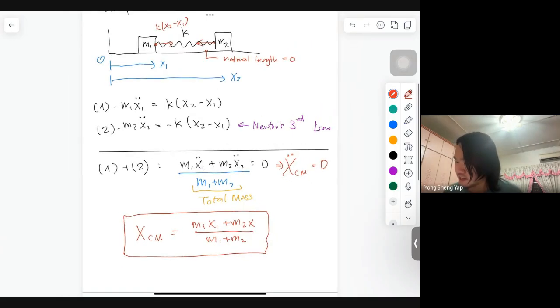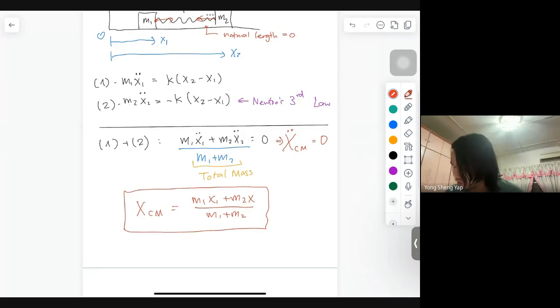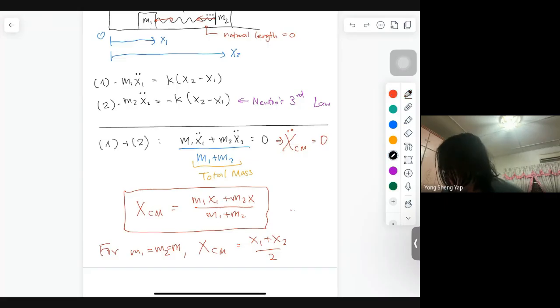This is basically saying that if I have m1 equals m2, then xcm is equal to x1 plus x2 divided by 2, for the two block system. This is what you would expect: the center of mass is in the middle of the two. If you have some mass m1 that is larger, then the position of the center of mass goes further to the left, and so on.